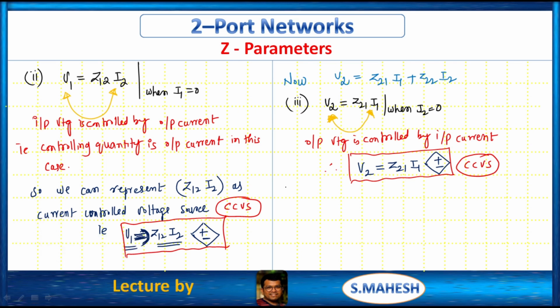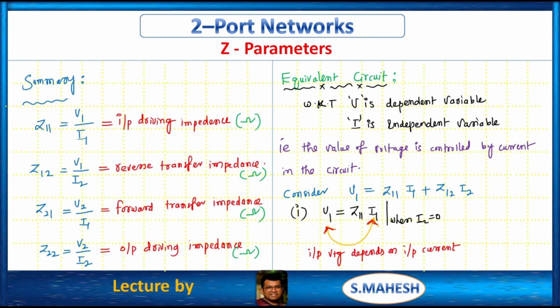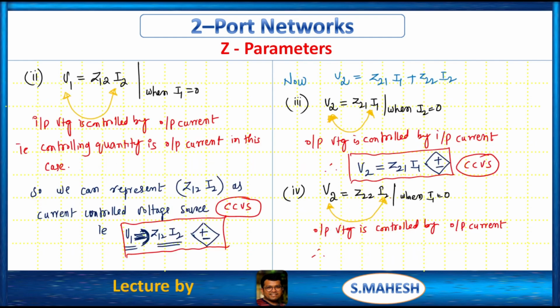Fourth one, V2 is equal to Z22 I2 when I1 is equal to 0. See, output voltage is controlled by output current only. No problem at all, right? Output voltage is controlled by output current. Therefore, Z22 is connected in series with this current controlled voltage source. That's it.